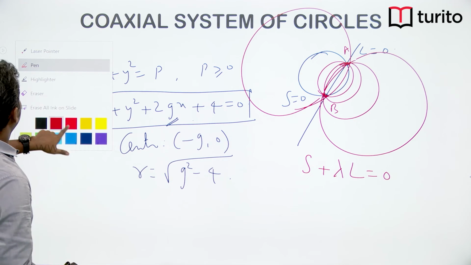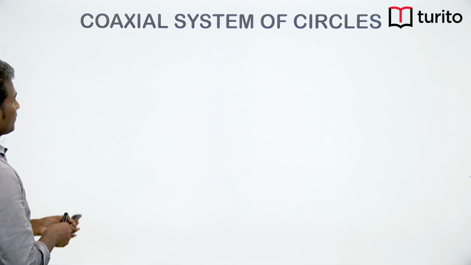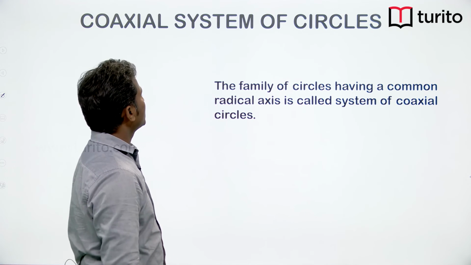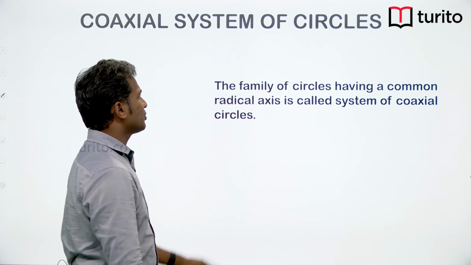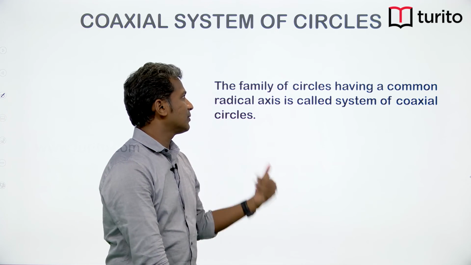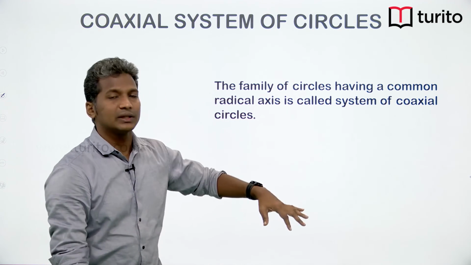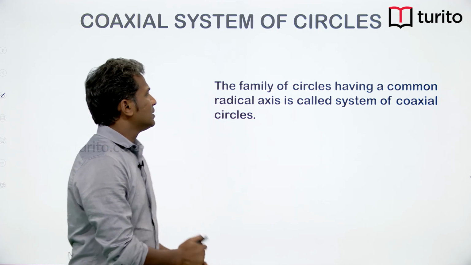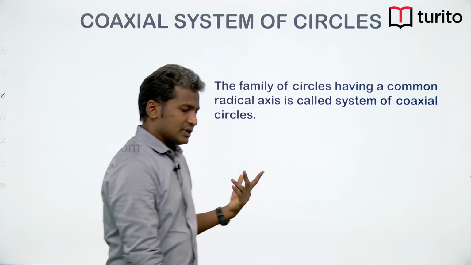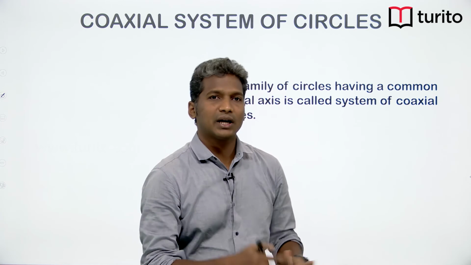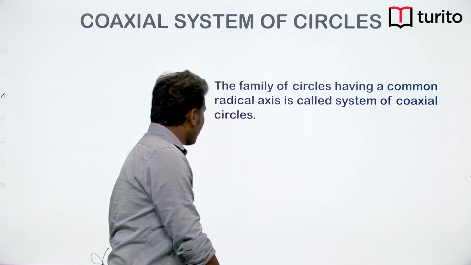Okay, so, I will just erase all of it. See, the family of circles having common radical axis is called the system of coaxial circles. Coaxial system of circles or system of coaxial circles, it is the same. So, now what is the general equation? What do we take as the general equation or the standard equation? That we will see in a short while.